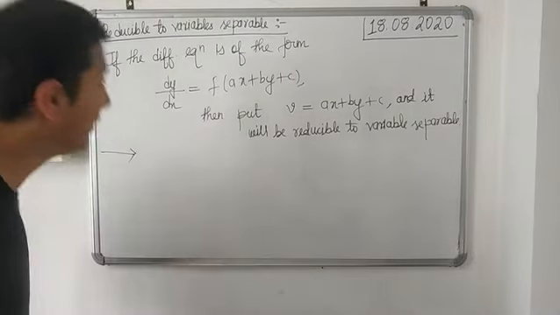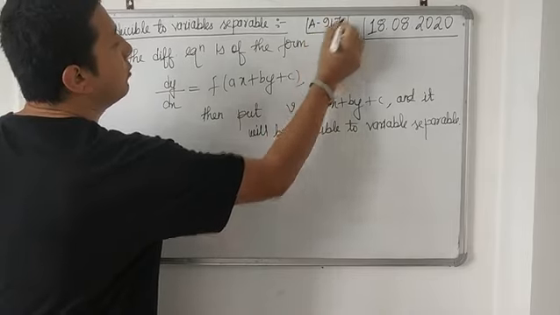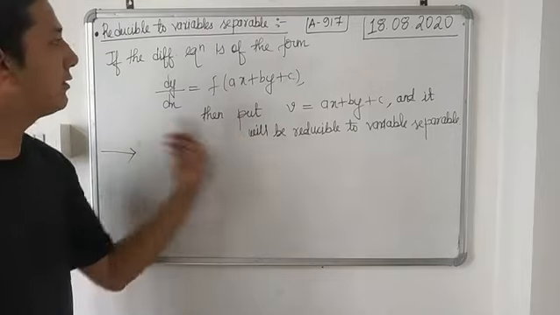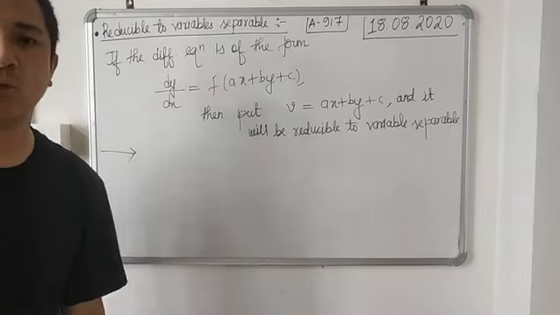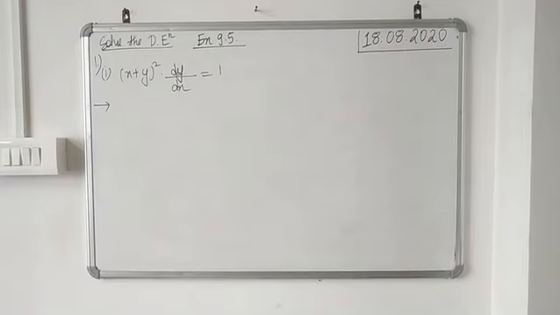And this is in your page number A917. Please go through it. Page A917, and now using this we'll be doing exercise 9.5. So pause the video, note it down. Alright, so let us start exercise 9.5, question number 1.